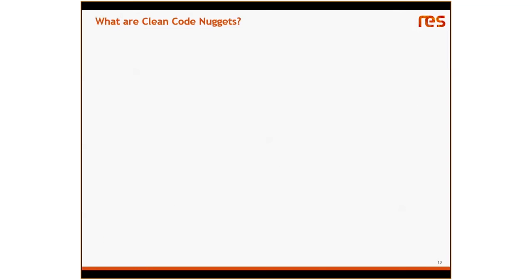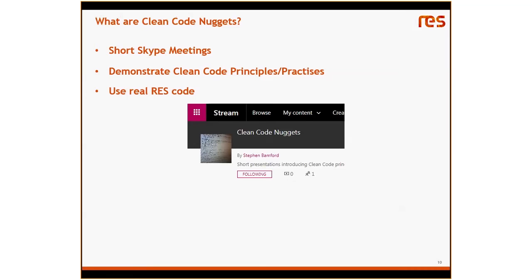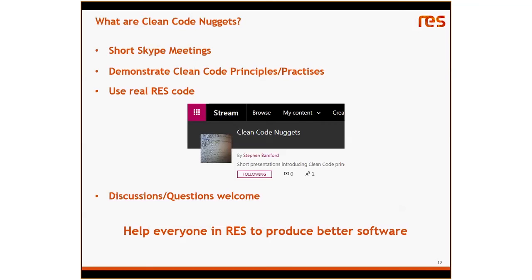Now, what are Clean Code Nuggets? Well, Clean Code Nuggets will be a series of short Skype meetings during which we'll be covering the principles and practices that help us to write clean code. We'll be using real Res code in these demonstrations, so if you have any code that you want to be included, please let me know. For those who cannot make the Skype meetings, we'll be recording them and making them available on a stream channel. And discussions and questions either during the meetings or afterwards are of course welcome. Hopefully, Clean Code Nuggets will help people across Res to write cleaner and better code and produce better software.